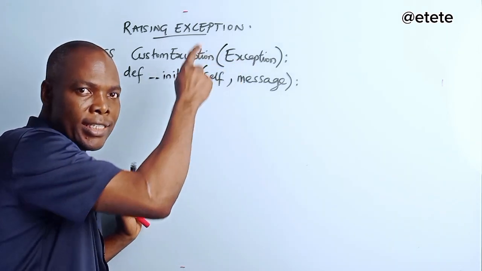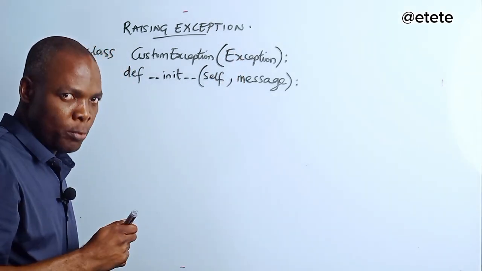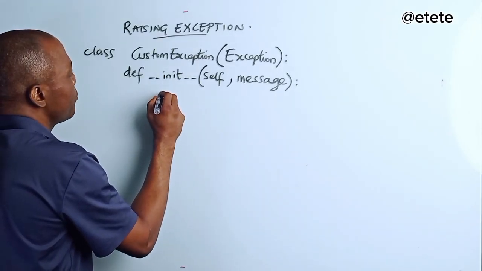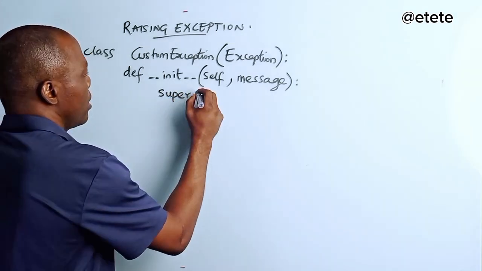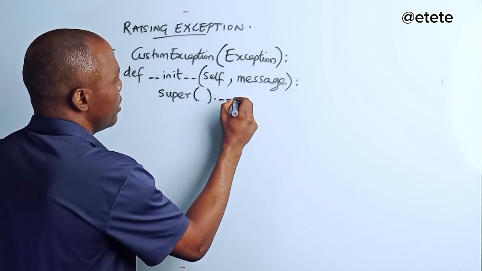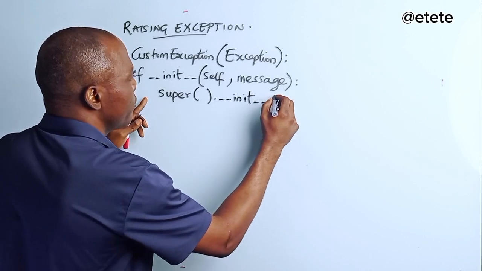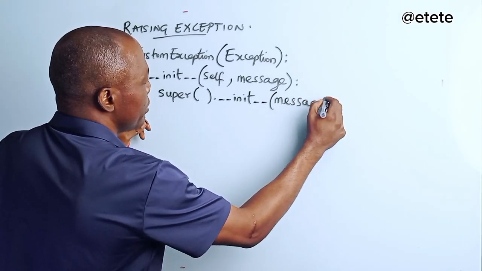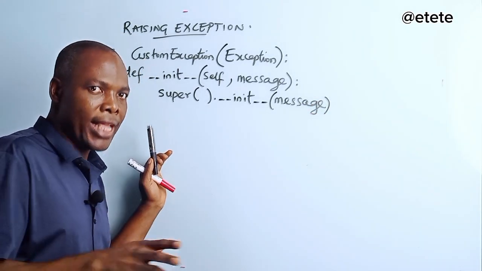Now, how do I access the attribute of this base exception? I have to use my super method, which is what? So I will now come here and I will say super dot init. Now, this initialization method of message. All right.